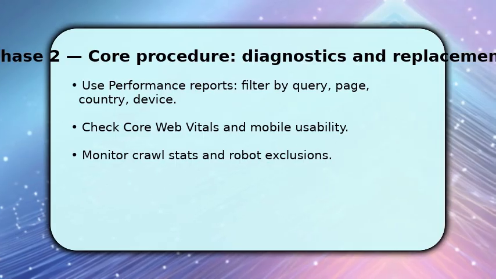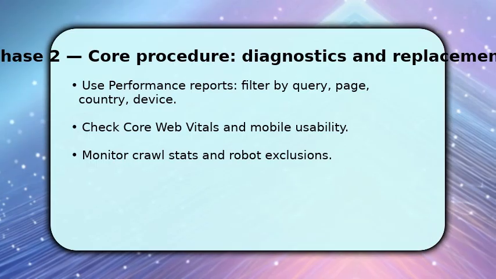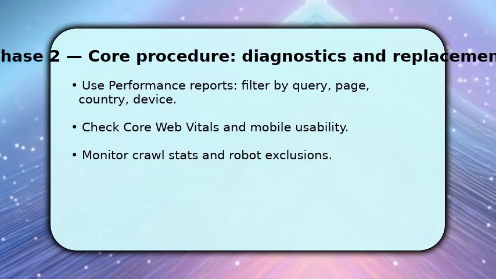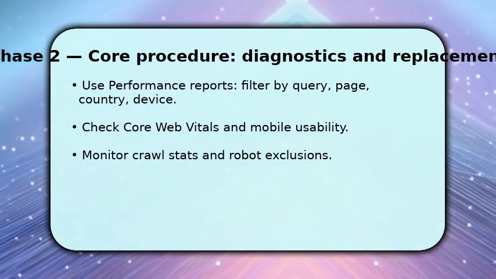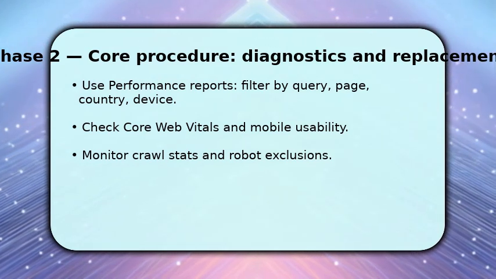Next, review crawl stats and see if Googlebot hits errors or blocked resources. Adjust robots.txt and server settings accordingly. Once done, prioritize fixes that will move the needle: low CTR pages, high impression but low position queries.